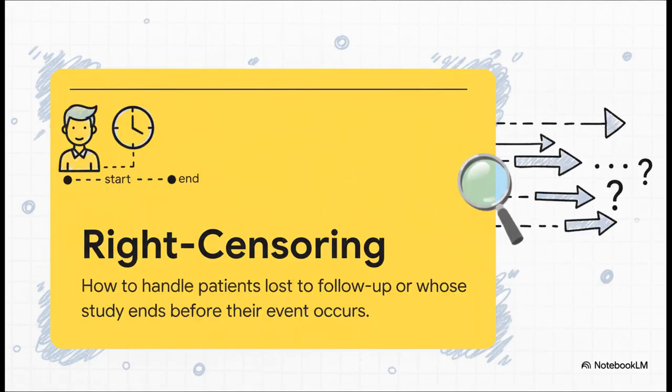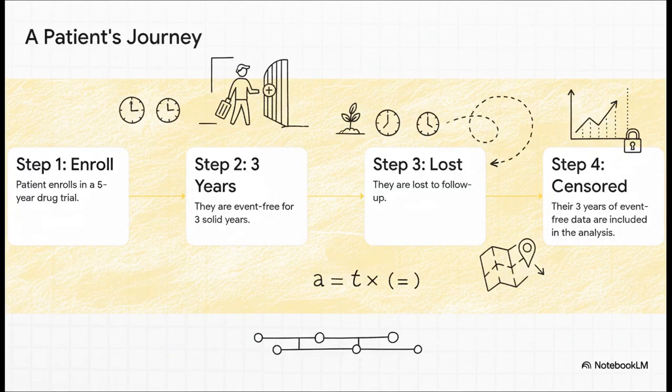The answer is a technique called right censoring, and the core idea is just beautiful in its simplicity. We just acknowledge that for this person, the event we're watching for has not yet happened. We don't get to read their final chapter, but we do know their story up to a certain point. Our observation of them has ended, but their story hasn't. Let's make this super concrete. So a patient joins a trial. For 3 solid years, they are event-free, which is great news. But then they have to move to another country. We can't follow them anymore.